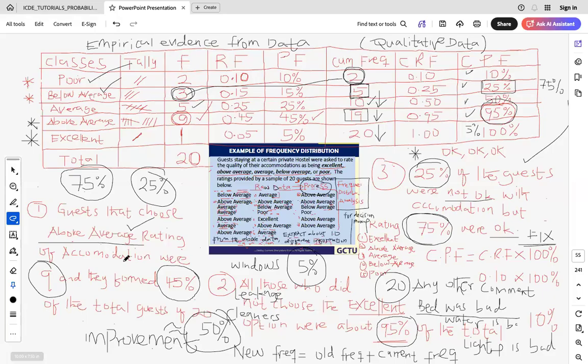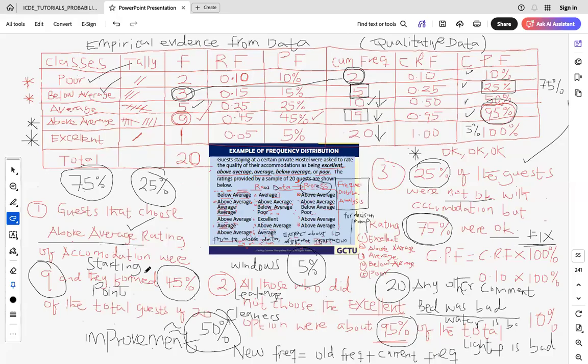This is a good starting point for you. It doesn't mean you should rest. It means that you have a starting point now, that 50% of your guests are saying your accommodation is above average.